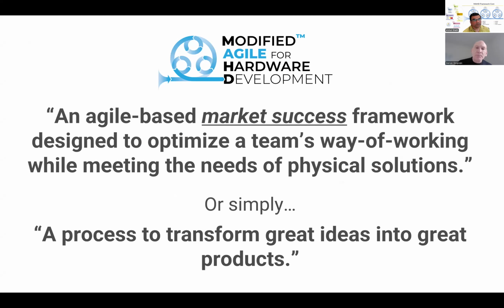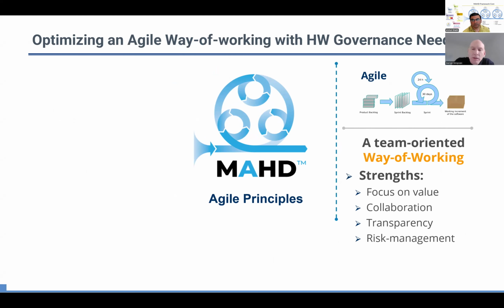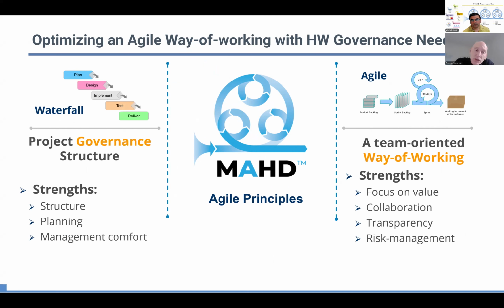So really, that makes it a requirement that it's a market success process, and that's one of the challenges teams have. So at the core of the MAHD framework really is Agile principles, and that really supports the way of working, and we want to build on that and look at the strengths of Agile: how do we empower teams, how do we focus on value, build collaboration into it, transparency, risk management, but we don't want to lose some of the things that we get from traditional approaches. We need that governance that can help teams make good decisions on the project, make sure there's schedule, make sure there's at least an element of planning to meet the needs of hardware.